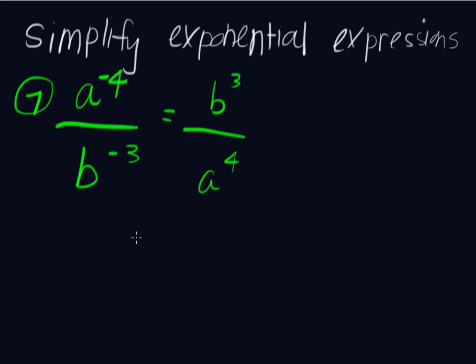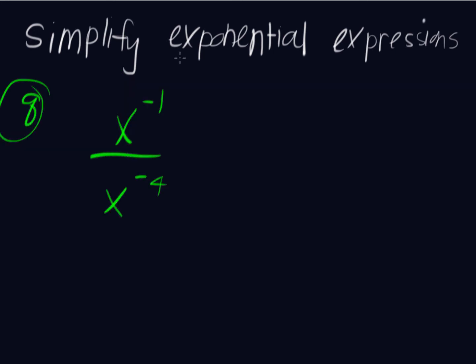And then step three, simplify using the product rule, power rule, or quotient rule. I can't simplify this because my bases are different. My base in the top is a b and my base in the bottom is an a, and they are not the same variable. So this would be my final answer.